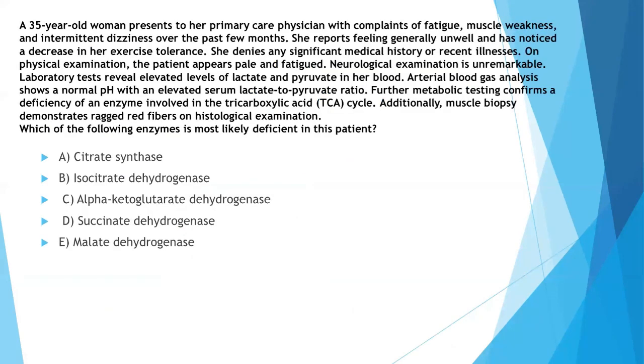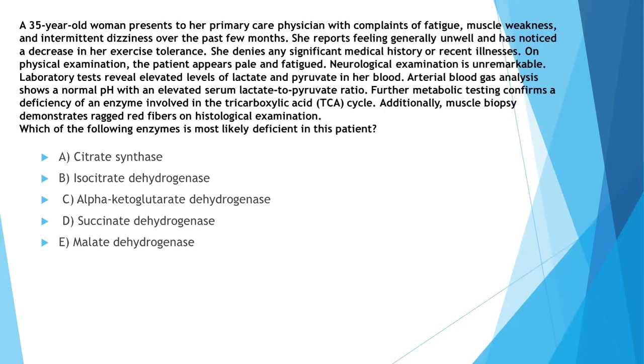So here we have a 35-year-old woman who presents to her primary care physician with complaints of fatigue, muscle weakness, and intermittent dizziness over the past few months. She reports feeling generally unwell and has noticed a decrease in her exercise tolerance. She denies any significant medical history or recent illnesses. On physical examination, the patient appears pale and fatigued. Neurological examination is unremarkable. Lab tests reveal elevated levels of lactate and pyruvate in her blood.